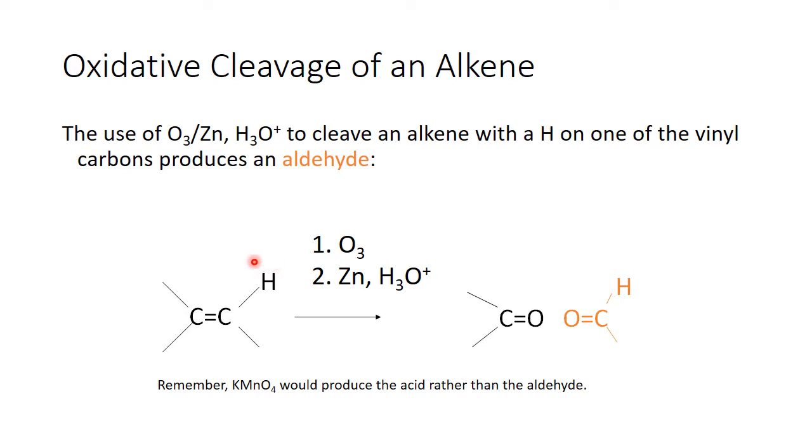Oxidative cleavage of an alkene will produce an aldehyde. Notice you have to have a hydrogen on that carbon-carbon double bond. The carbon that has that hydrogen on the carbon-carbon double bond ends up giving you the aldehyde. You must use a gentle oxidative cleavage reagent. If you use potassium permanganate, you're going to get a carboxylic acid on that carbon that has the hydrogen, because that hydrogen on the double bond gets oxidized all the way down to the acid.